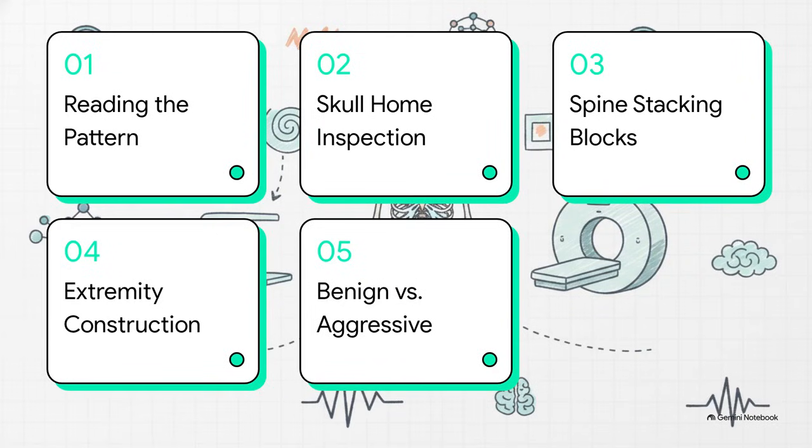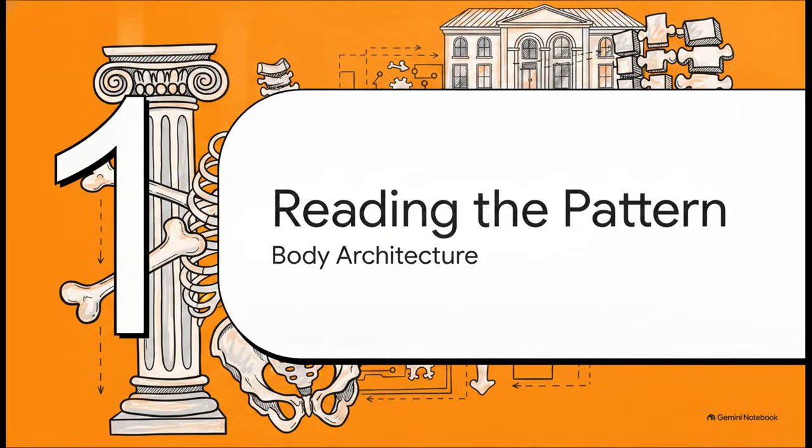All right, here's our roadmap for today. We're going to start with reading the pattern, do a quick skull home inspection, stack some spine blocks, hit the extremity construction site, and finally we'll weigh benign versus aggressive pathology. Okay, let's dive right into Section 1, reading the pattern, architectures of the body.